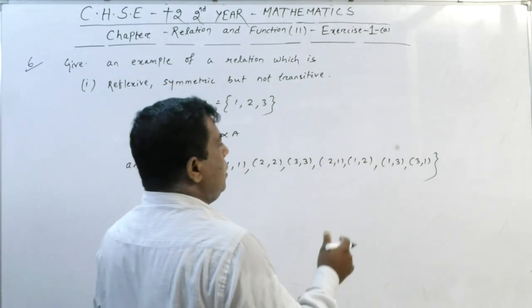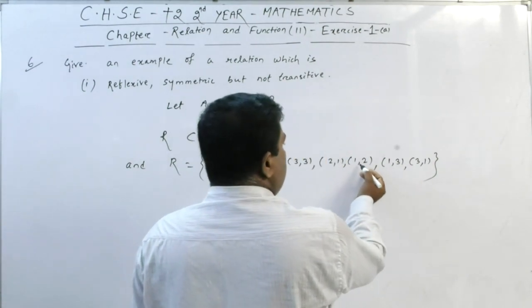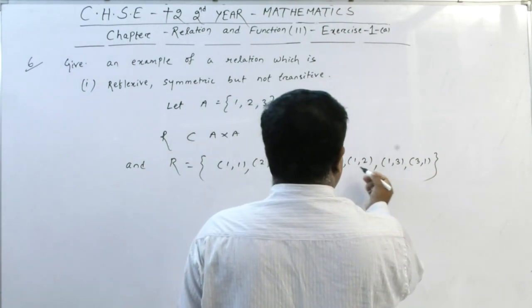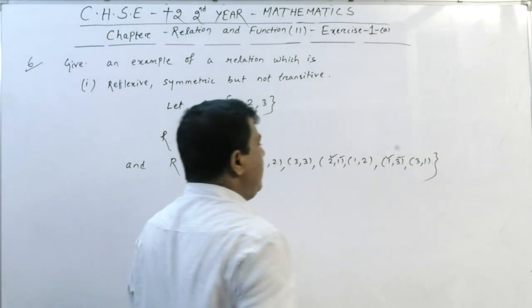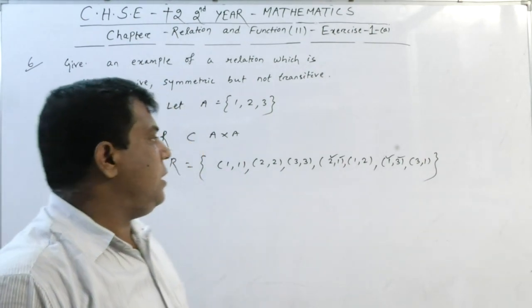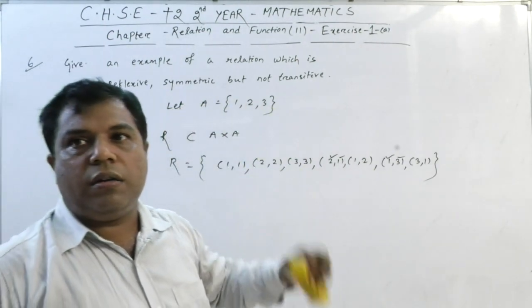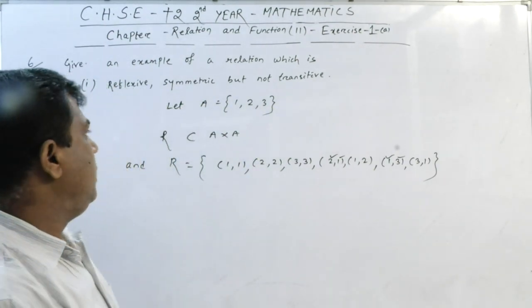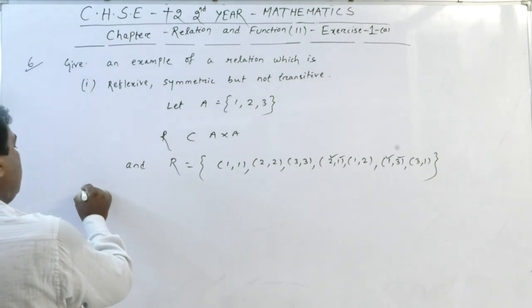Why not transitive? Because you can see 2 is related to 1, 1 is related to 3, but the pair (2,3) is missing. Yes or no? So this is a relation which is reflexive, symmetric, and not transitive. My dear students, next we will go for some other bit.